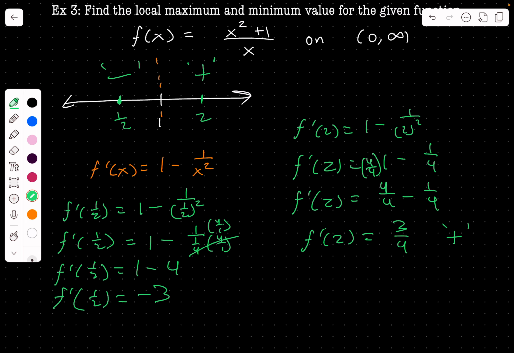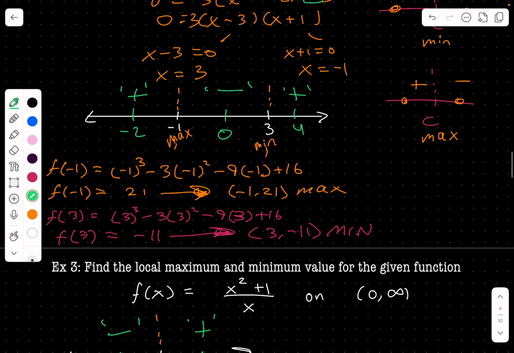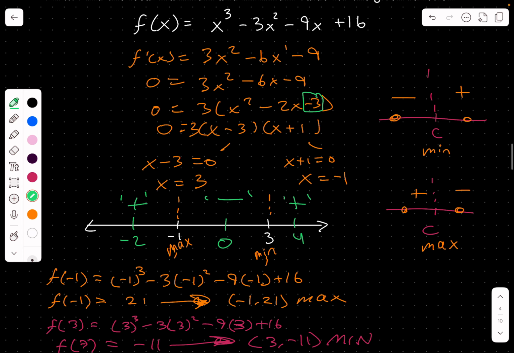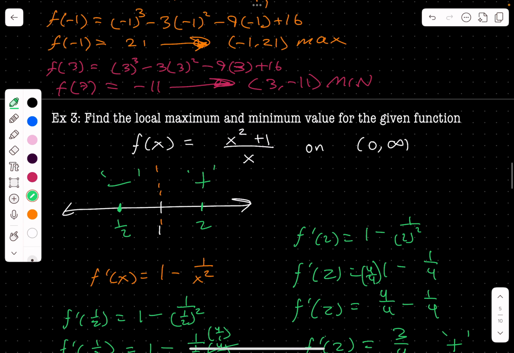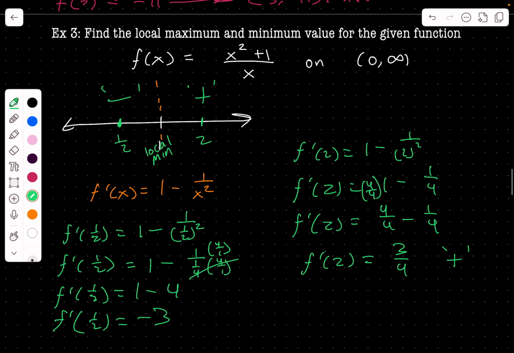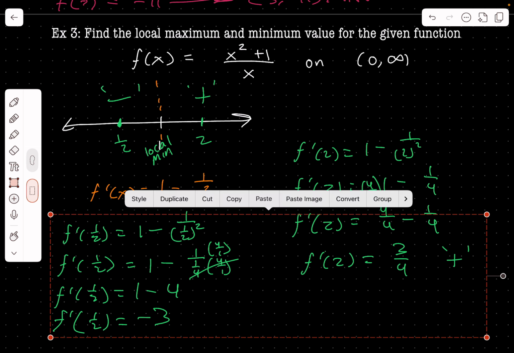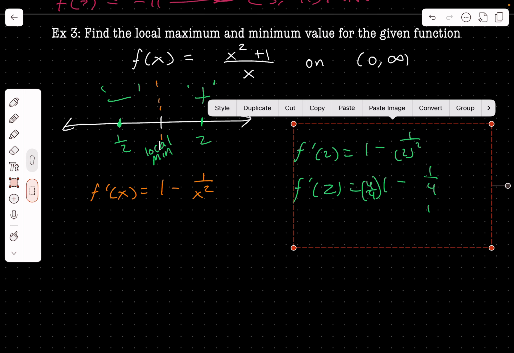If we look back at my little test, we are going from negative to positive. Therefore, our critical point here is a min, our local min, or relative min. If we are to provide a coordinate, we must plug 1 into our original function. So I'm going to clean this up down here so that we can do that.